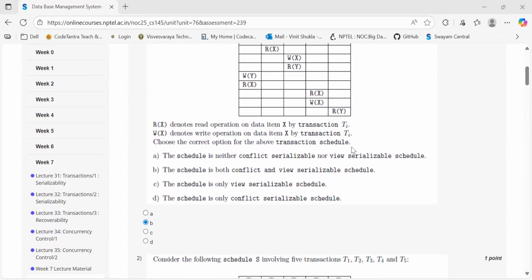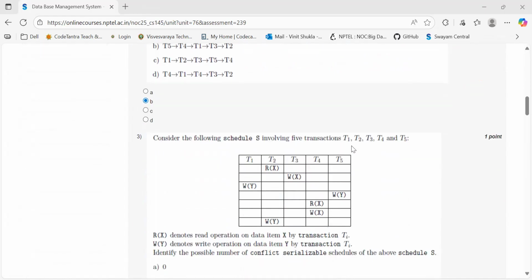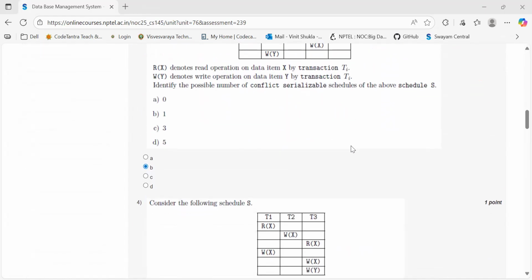Option B is correct for question 1. For 2, option B again. For 3, option B again.